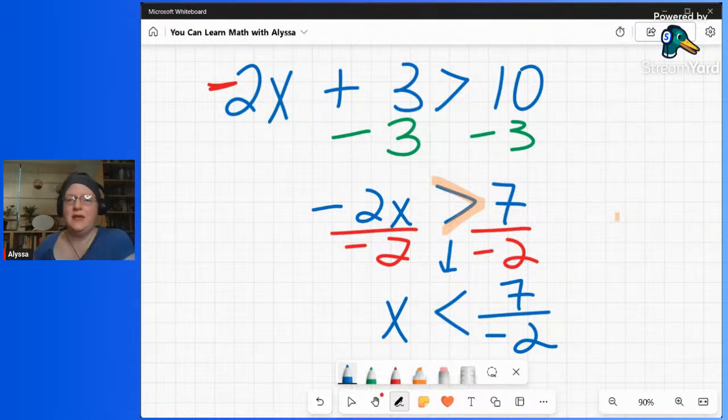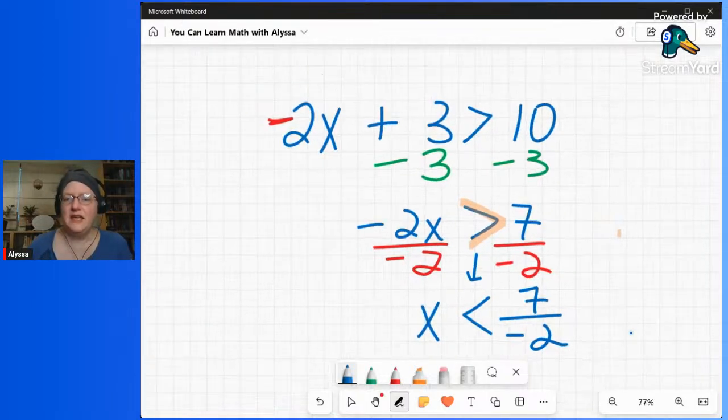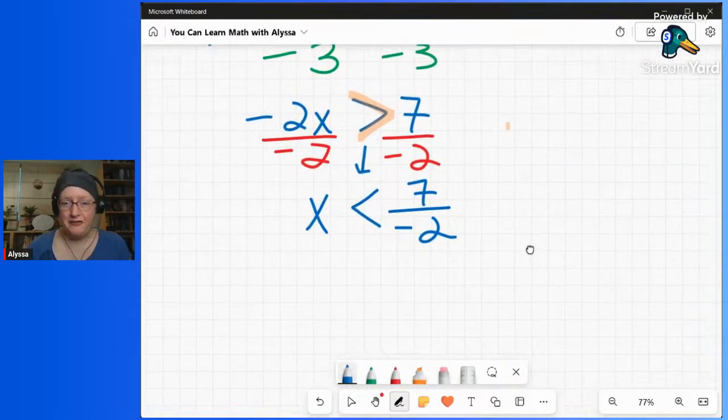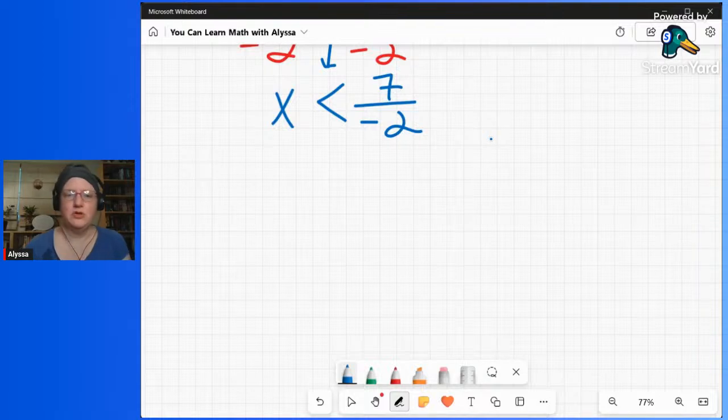At this stage in the game, when we're prepping for SAT or for a final exam, I don't think it's as important to understand necessarily why this is the case. If you are interested, I do have videos that explain that more in depth. But honestly, if you're prepping for an exam right now, just memorize this rule: when you have that negative, you have to flip the sign if you are dividing or multiplying by a negative. Now, you may be asked to graph your answer on a number line.